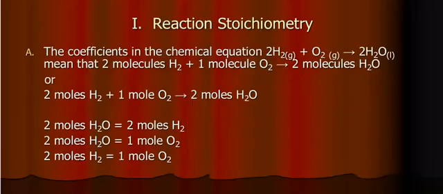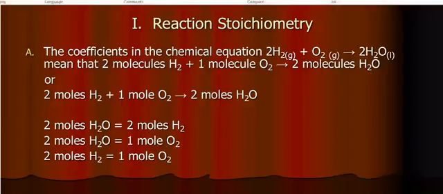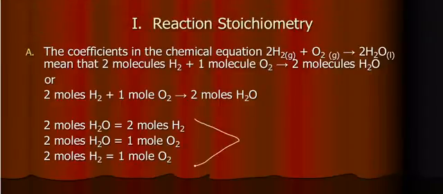Mass relationships and chemical reactions. We're going to look at reaction stoichiometry. Now the coefficients in a chemical equation will tell you either molecules or moles. We're going to use them for moles, and we're going to actually pull out conversion factors from those moles.